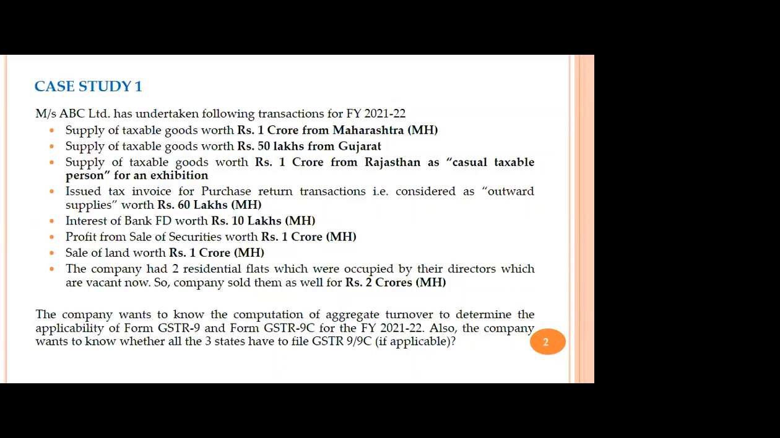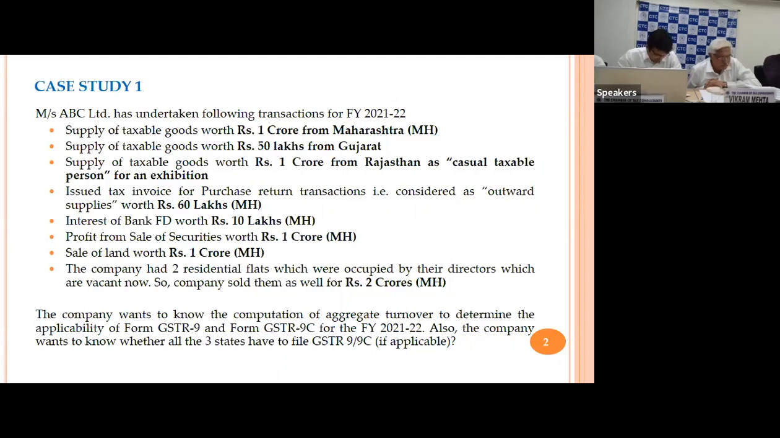Am I audible? I'm including. Yes, you are. Archit, why wouldn't the tax invoice issued for the return transaction be included? Although it was a purchase return, I have put it as an output sale for my records, even in my books of accounts. So shouldn't that be included?